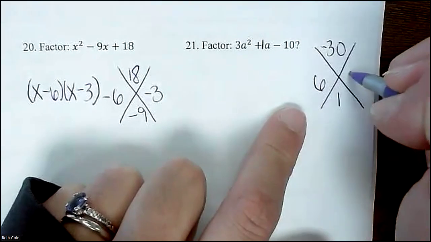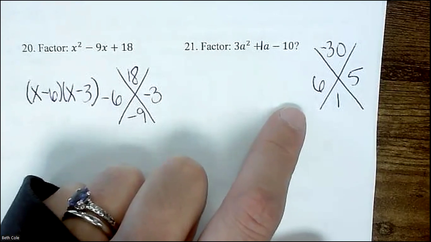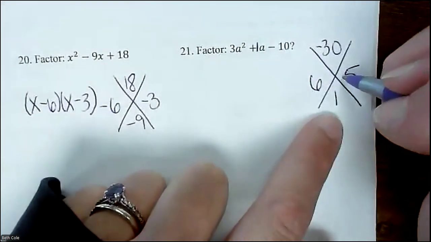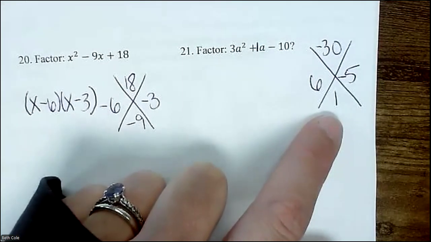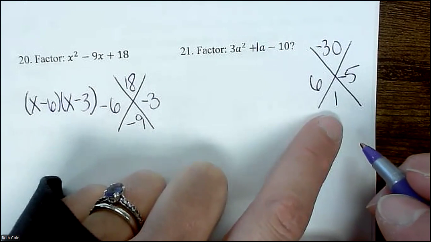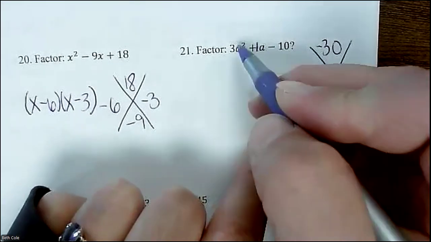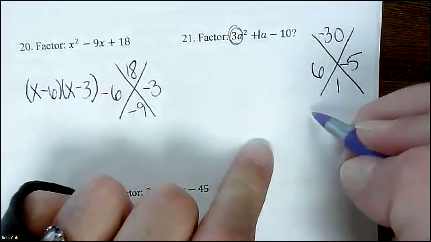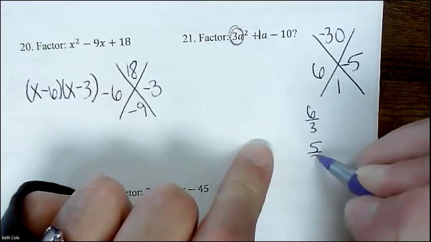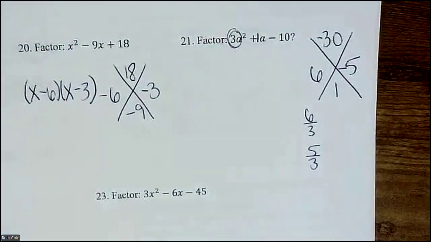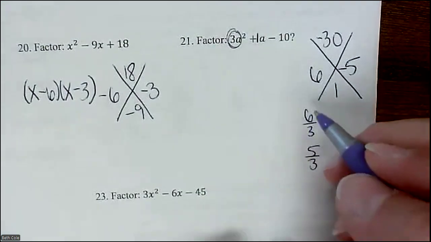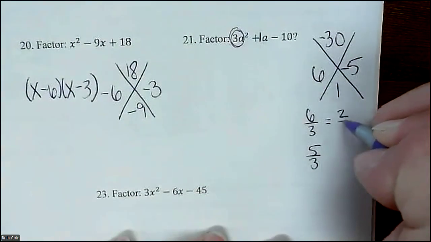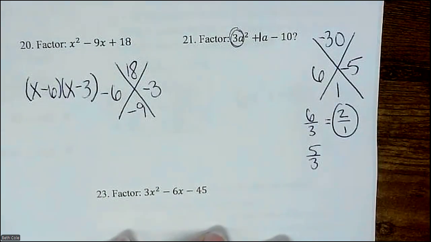6 and 5 is good. Which one gets the negative? 5. 6 minus 5 is 1. Now you're going to take both of those and put them over 3. We do that because we multiplied the 3 in the beginning and then you're just dividing it back out is what you're doing. So 6 over 3 will reduce to 2 over 1.